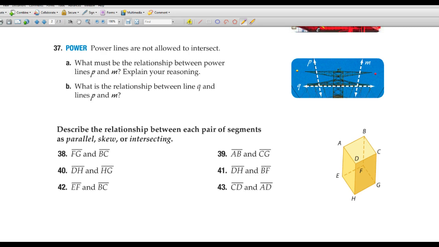Number 37, power lines are not allowed to intersect. Part A, what must be the relationship between power lines P and M? Explain your reasoning. So, if power lines are not allowed to intersect and they're in the same plane, then those would be parallel. And to explain that, we would just say that they are coplanar lines that do not intersect.